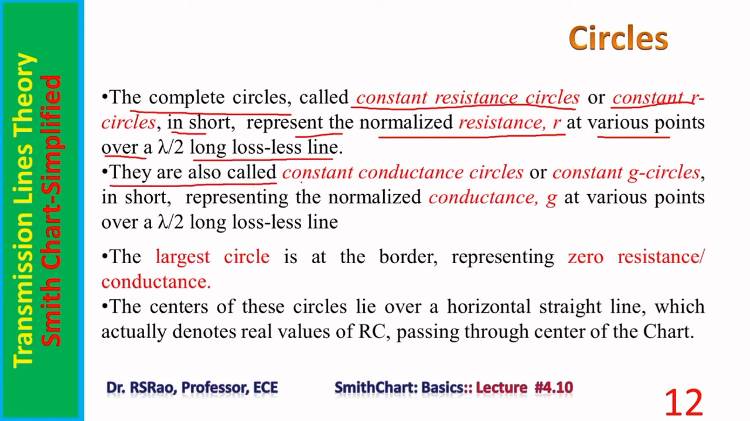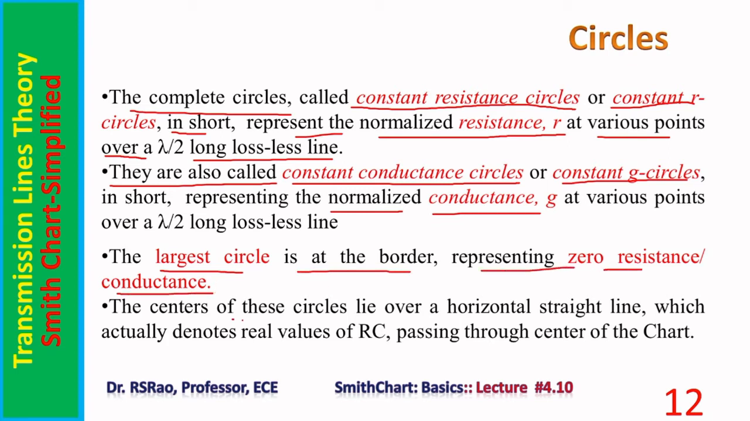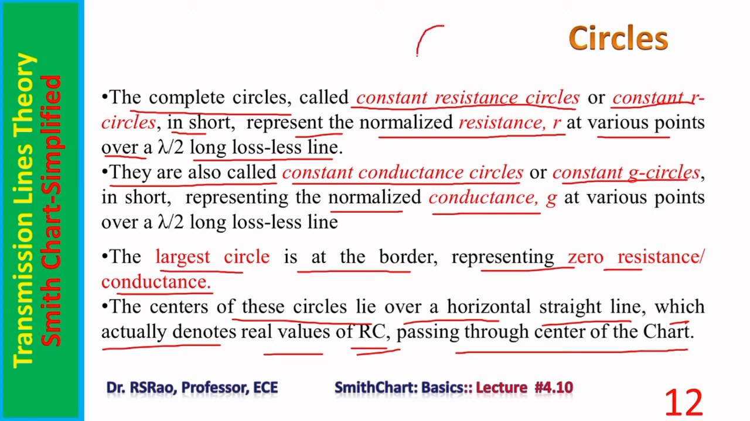They are also called constant conductance circles or constant G circles. In short, they represent normalized conductance G at various points over a lambda by 2 long lossless line. So the circles are constant R circles, or they can be called constant conductance circles. The largest circle is at the border, representing zero resistance or conductance. Centers of the circles lie over a horizontal straight line, which denotes real values of gamma, passing through the center of the chart. So this is the chart.